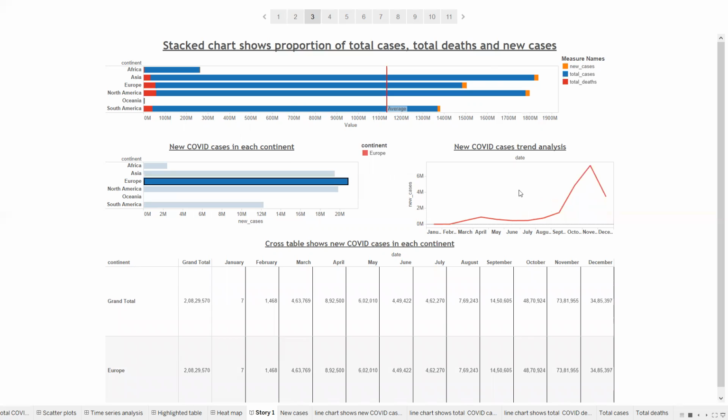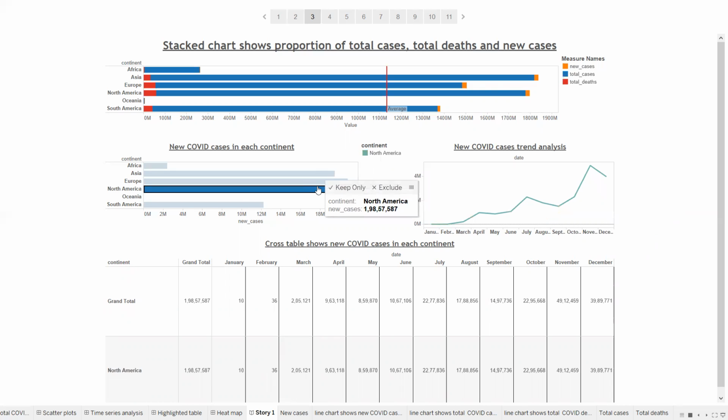And now here, if I further want to analyze, let's say for Europe, I can see its corresponding trend here. And from the trend, I can visually see that from September to November, Europe has the highest surge in new COVID cases for the year 2020. Similarly, if I want to see North America, I can see that this surge starts somewhere around September and followed up to November.